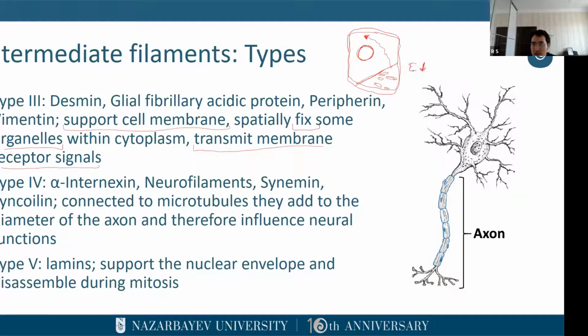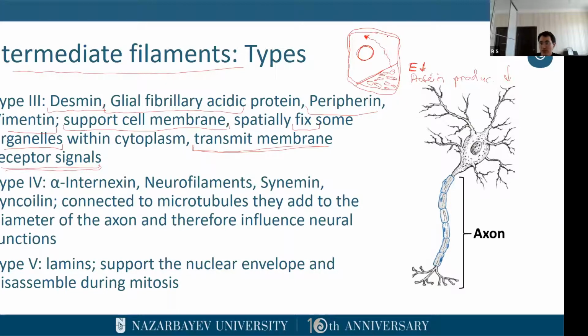So the capability of the cell to produce proteins drops. So protein production is decreased too. That means that we really need to somehow fix the organelles so they don't float around. Now we fix them with intermediate filaments such as desmin, GFAP, peripherin, and vimentin. And this is for fixing, and finally the transmission of the membrane receptor signals.